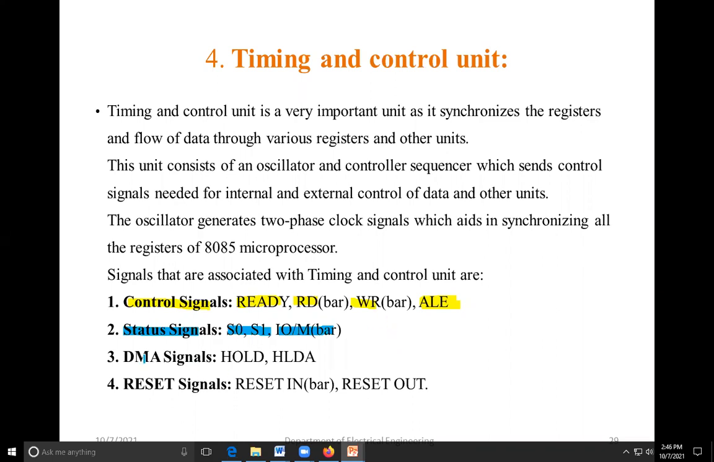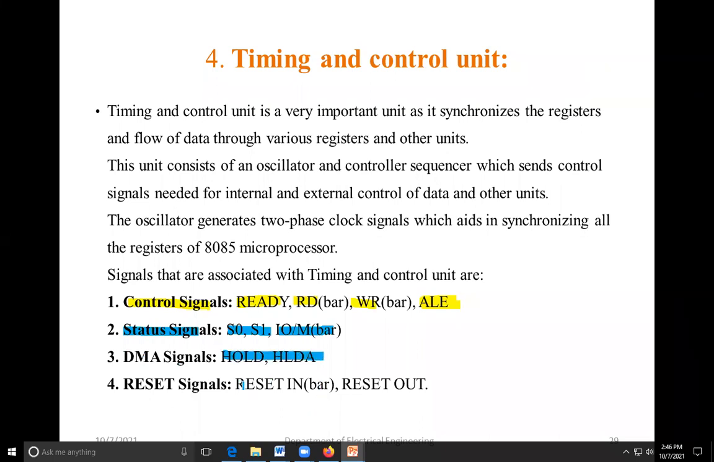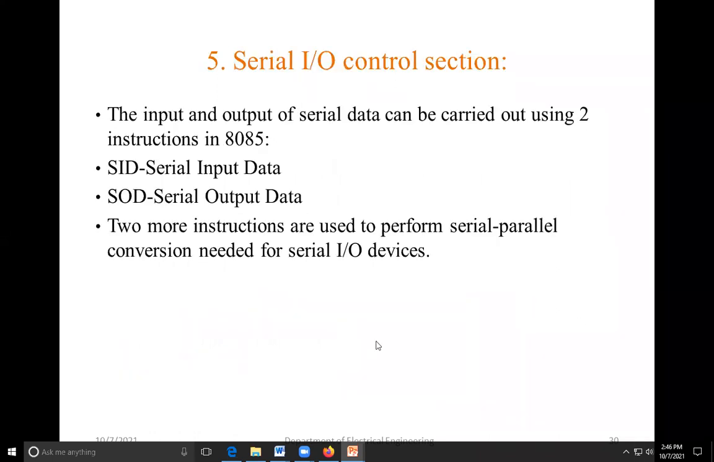Then there is DMA, direct memory access, with HOLD and HLDA, and there are the RESET IN and RESET OUT pins. Reset means you reset all the data present in your signals. So one by one, your serial input output is there.